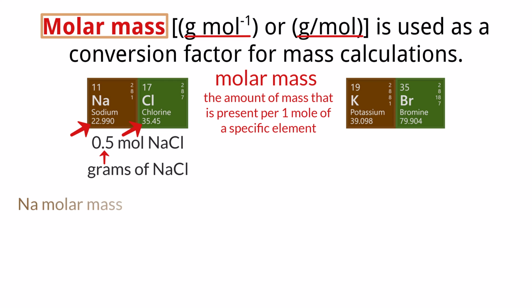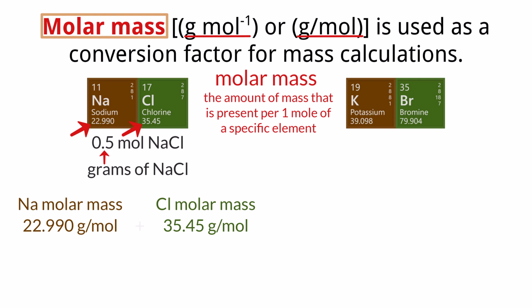If we had 1 mole of sodium atoms, it would have a mass of about 22.99 grams. And if we had 1 mole of chlorine atoms, it would have a mass of about 35.45 grams. Adding these two values together, we get a molar mass for NaCl, which equals about 58.44 grams per mole.